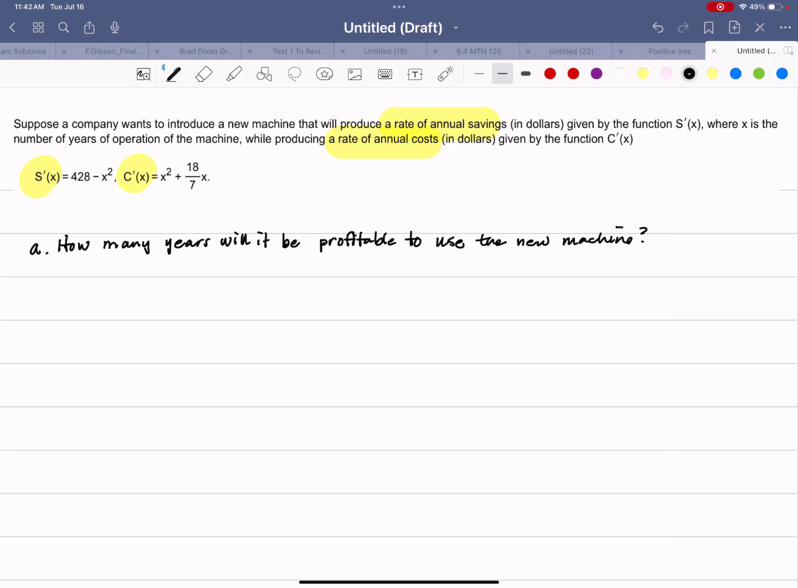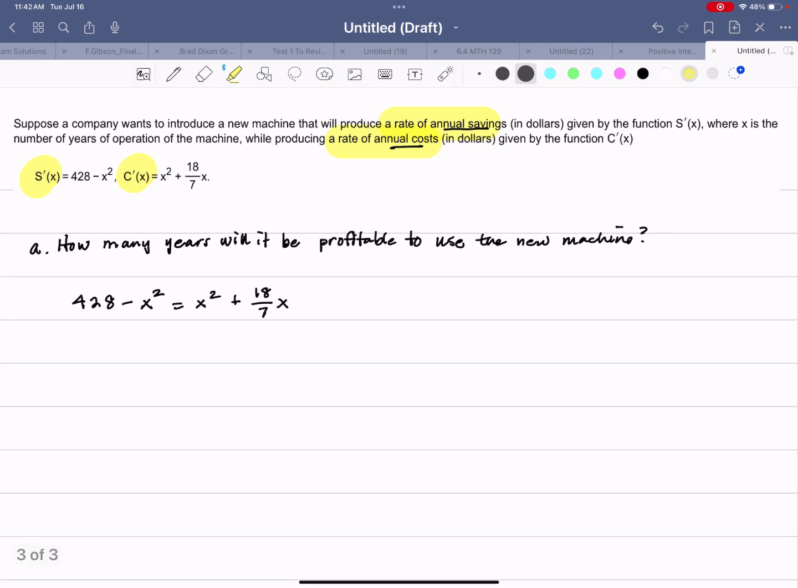So the first thing we want to do here is set the savings equal to the cost, or the rate of change of the savings. So that's 428 minus x squared equals x squared plus 18 over 7x. And to solve this, it's a quadratic equation. So you've got a square here and a square here. So you've got to get everything on one side.